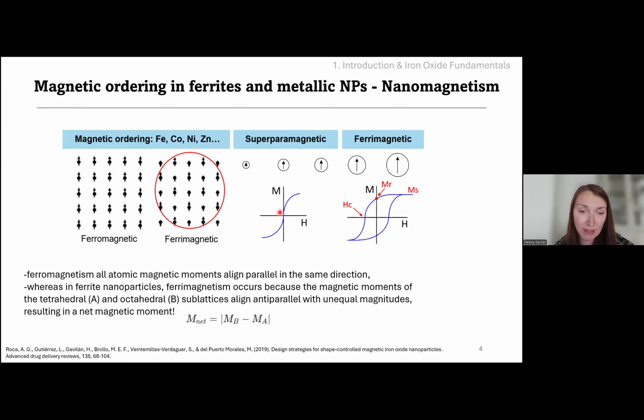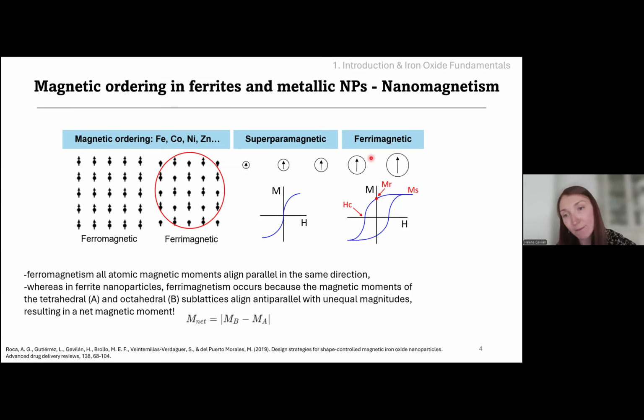So this means that there is no hysteresis loop, there is no remanent magnetization. When the external field is reduced to zero, magnetization returns to zero, and also there is no coercivity. This occurs for very small nanoparticles, when the thermal energy is strong enough to spontaneously flip the magnetic moment.